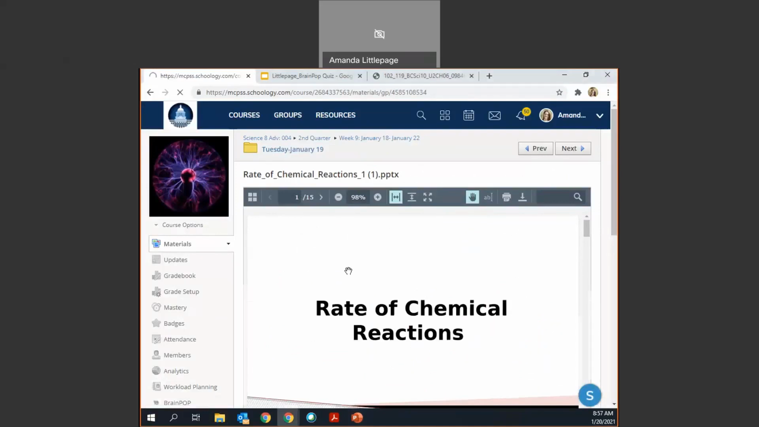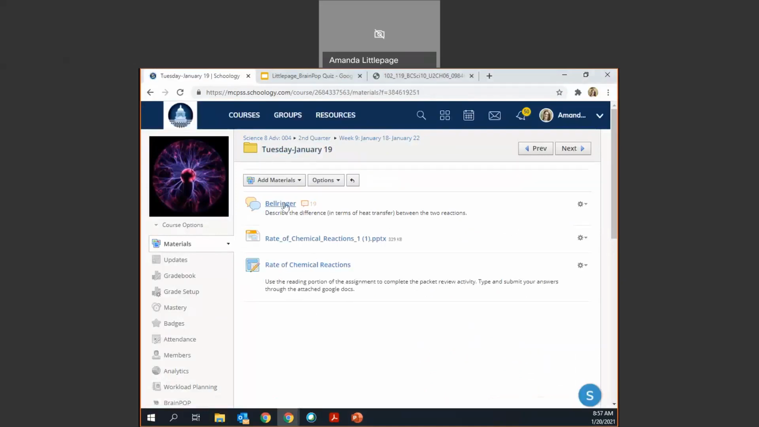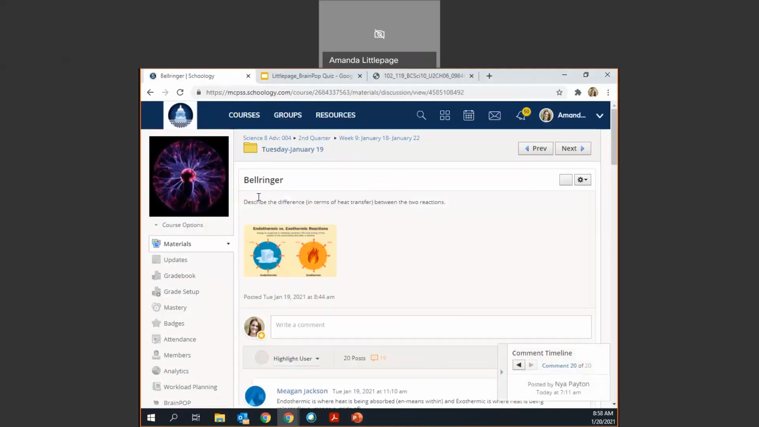So back into Tuesday's folder, we did go over a bell ringer. And the bell ringer talked about endothermic versus exothermic reactions. And there was an image here. Basically in this image, it's showing you endo versus exo. So your job should have been to explain that in an endothermic reaction shown here with the ice cube, thermal energy or heat is going into it, and that results in things like melting.